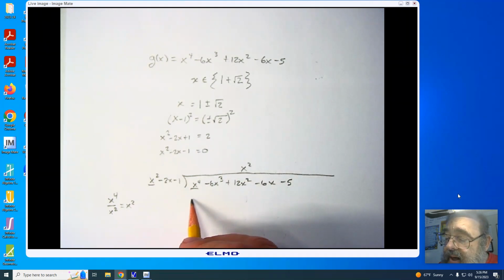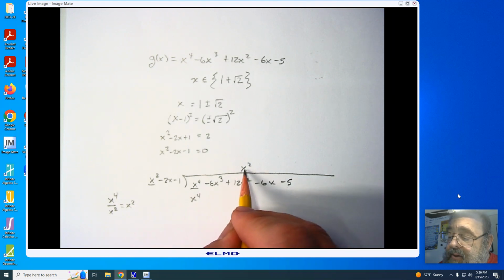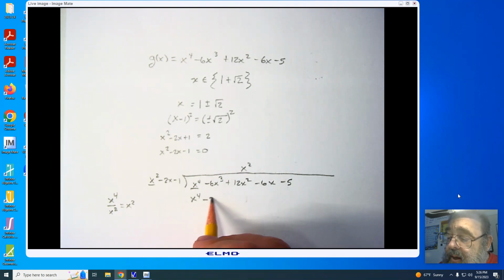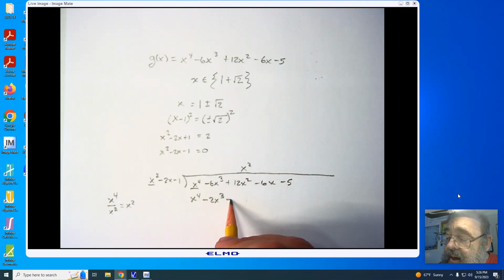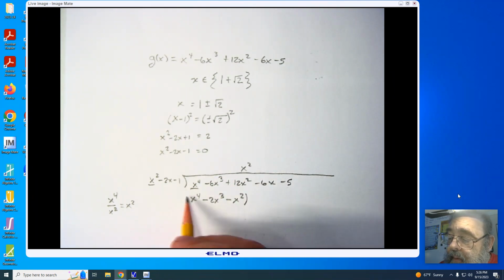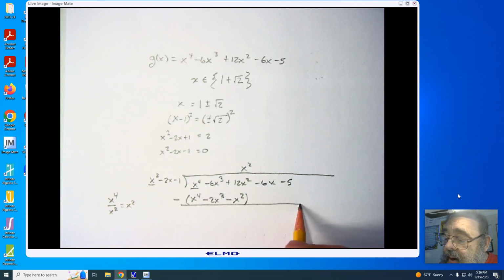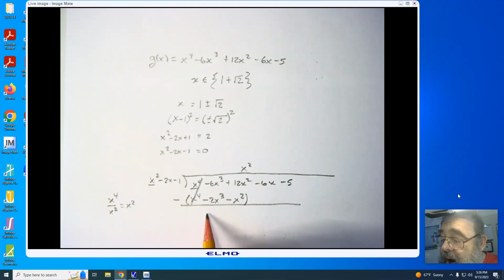X squared times x squared is x to the fourth. X squared times negative 2x is minus 2x cubed, and x squared times negative x is minus x squared. We then subtract. This gives me a minus and opposites. This gives me a positive 2x cubed for remaining minus 4x cubed when I add. This gives me a positive x squared for plus 13x squared when I add. Bring down the 6x and the 5.